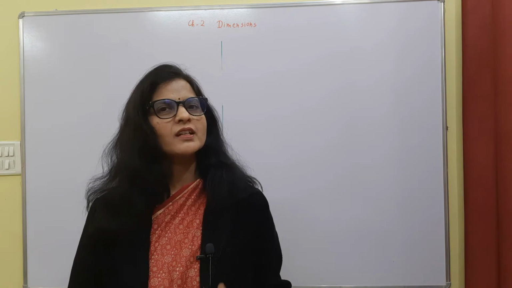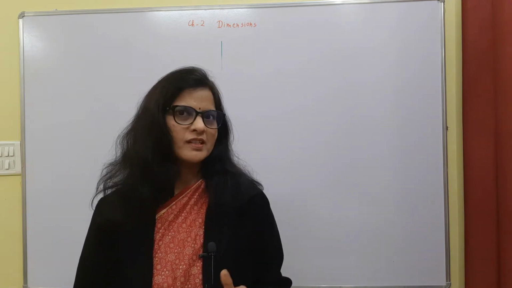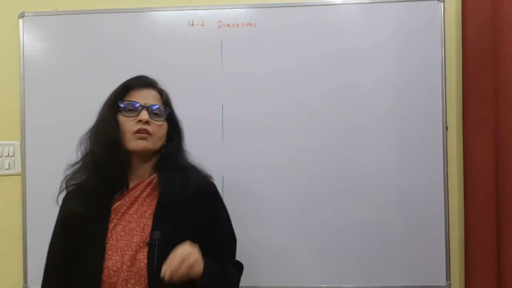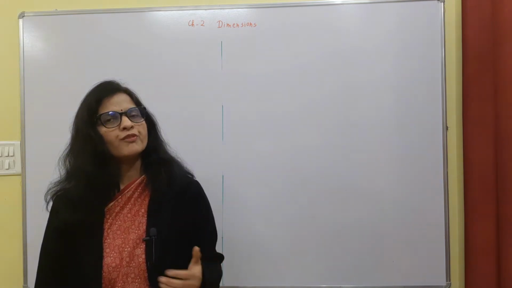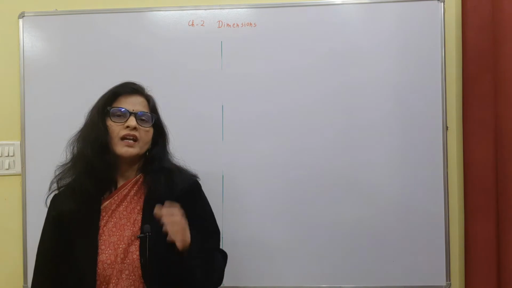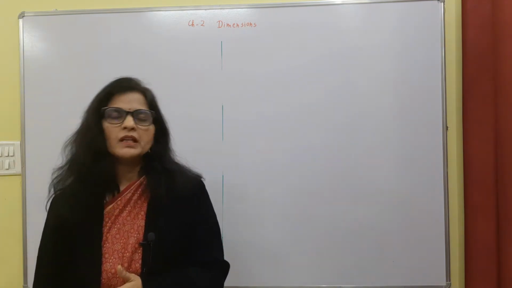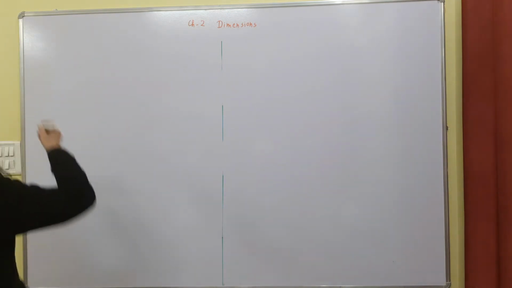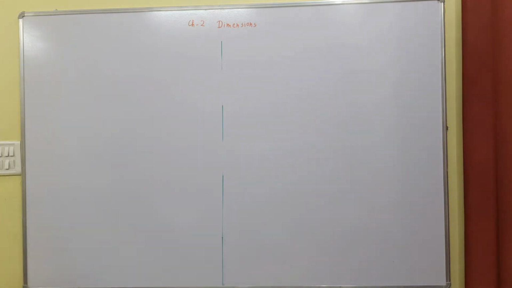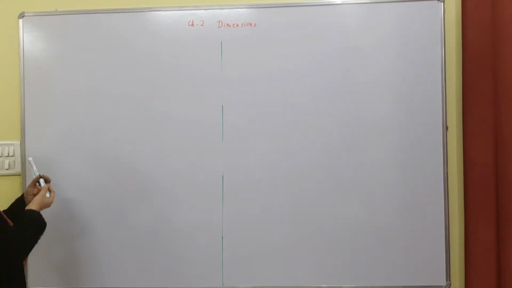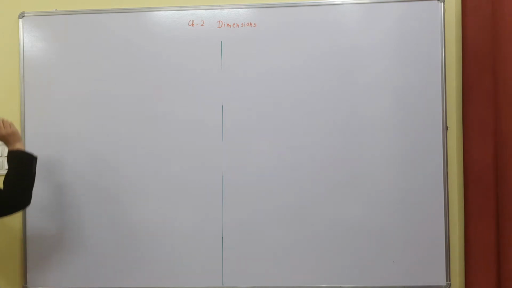We have already studied the fundamental and the derived quantities. So what are fundamental quantities? The physical quantities which cannot be further simplified in the form of any other quantity, right? And derived quantities are the quantities which can be expressed in terms of the fundamental quantities. The examples of fundamental quantities are mass, length, time, right? And derived quantities are acceleration, velocity, etc., right?